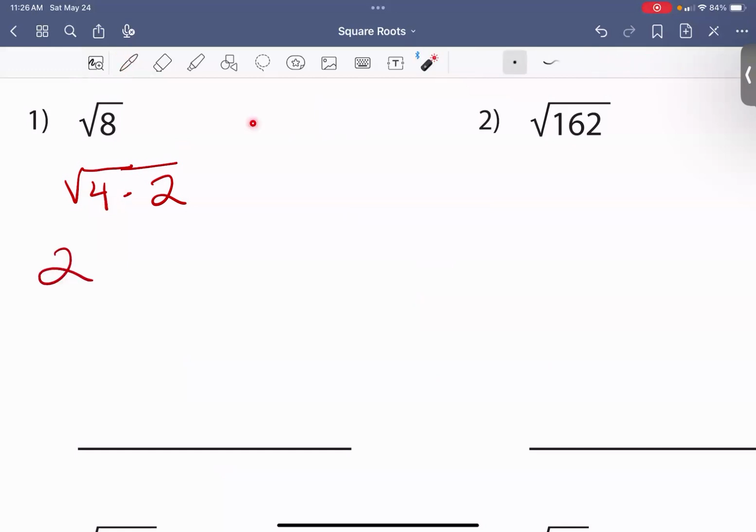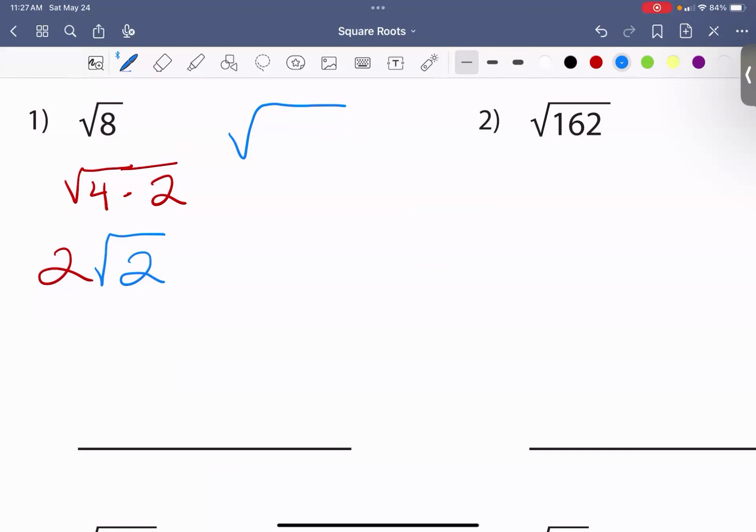and this symbol is called the radical sign, by the way. It's called the radical sign. So I took the 4 out of the radical sign because the square root of 4 is 2, but I'm still left with this 2 in the radical sign, so it's going to stay in there. So the answer is 2 radical 2.